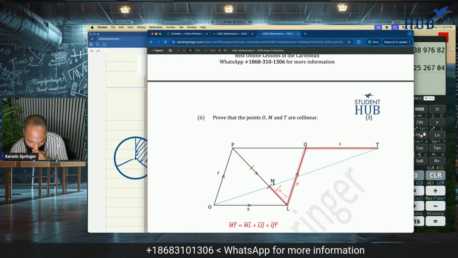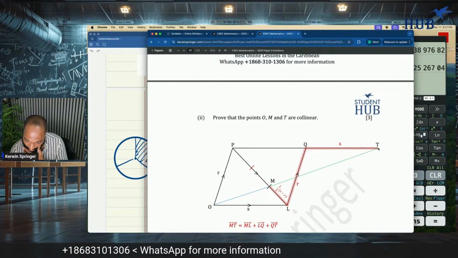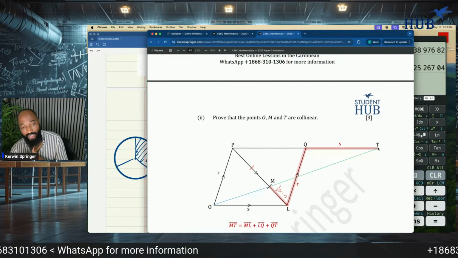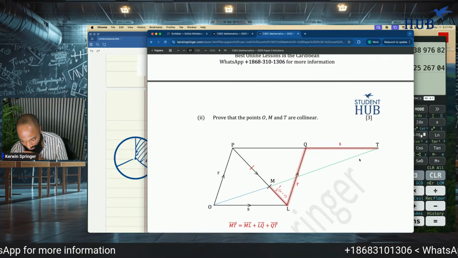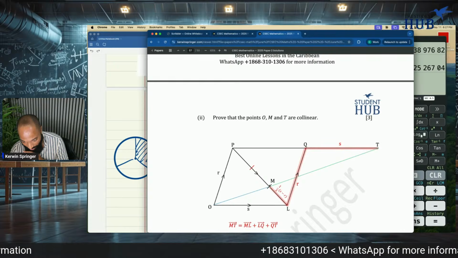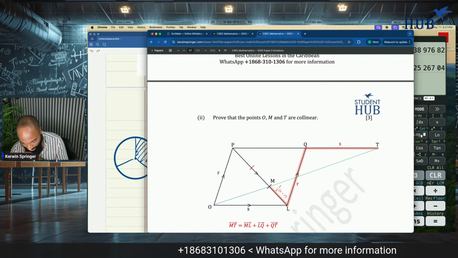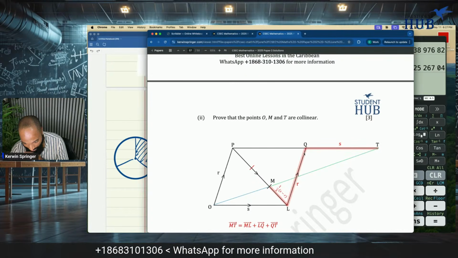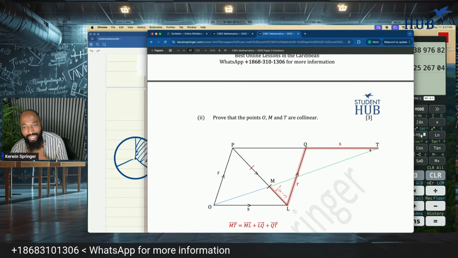So what I really need to do is get MT. That's my game, which took a lot of doing. I need to get MT. Because from M to T, it means I have to go down ML, go up LR, and add on QS. You also understand why it's highlighted now?